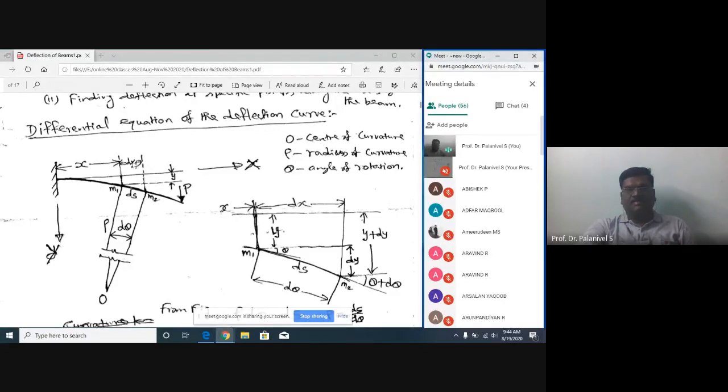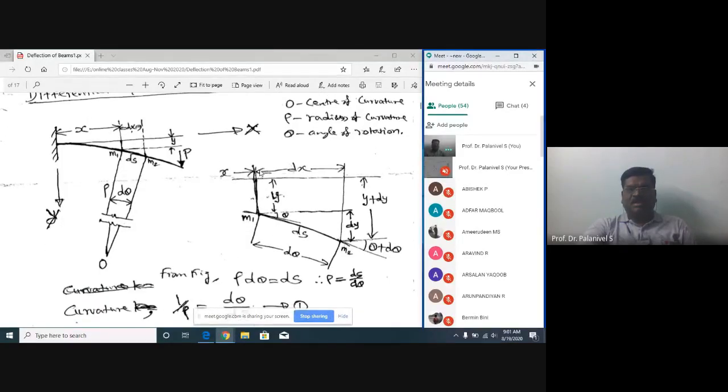I have given a magnified view of this portion. These are the two adjacent sections, M1 and M2. This deflected portion of the beam I have drawn for visualization purposes. As I told you already, in actual practice the beam will not deflect this much. The deflection will be minute. Just for visualization, I have drawn a magnified deflection. The two sections are dx apart, and the relative vertical deflection of M2 compared with M1 is dy.